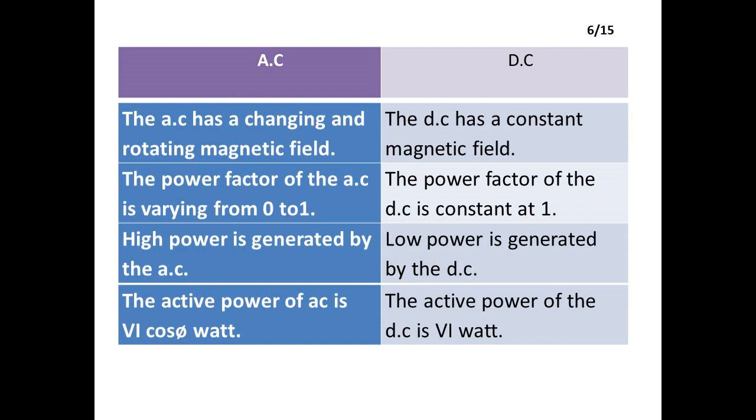The AC has a changing and rotating magnetic field. The DC has a constant magnetic field. The power factor of the AC is varying from 0 to 1. The power factor of the DC is constant at 1. High power is generated by the AC. Low power is generated by the DC. The active power of AC is VI cos theta watt. The active power of the DC is VI watt.